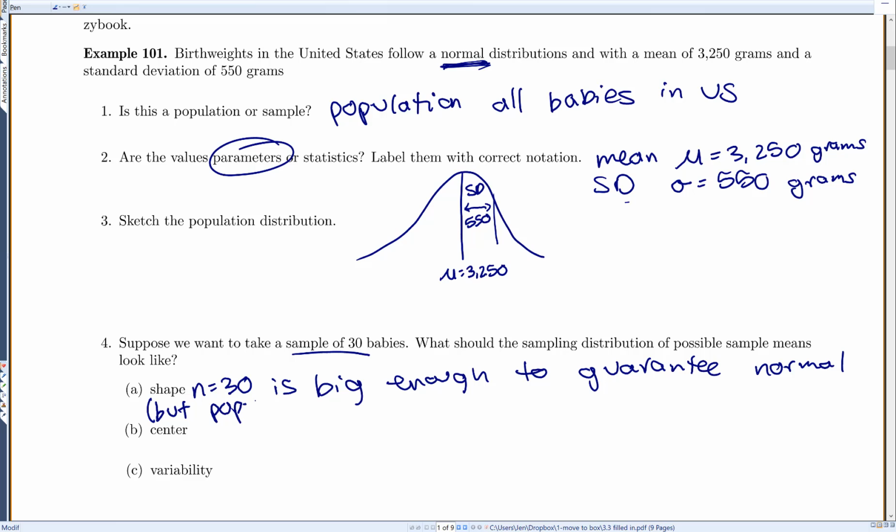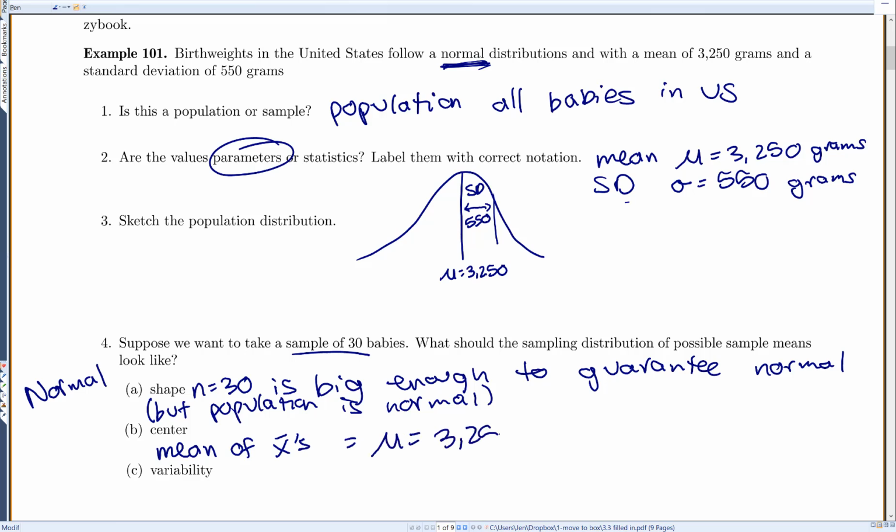The population is normal anyways. So for a normal population, your sampling distribution will be normal for any sample size. So we're definitely going to be normal. Because my population was normal, the sample size didn't matter, but my sample size of 30 is big enough to guarantee normal anyways. Center: the mean of my x bars should just be equal to my population mean mu, which is 3,250 grams.